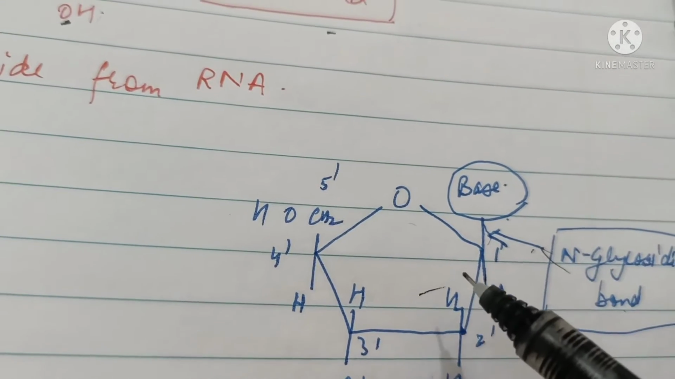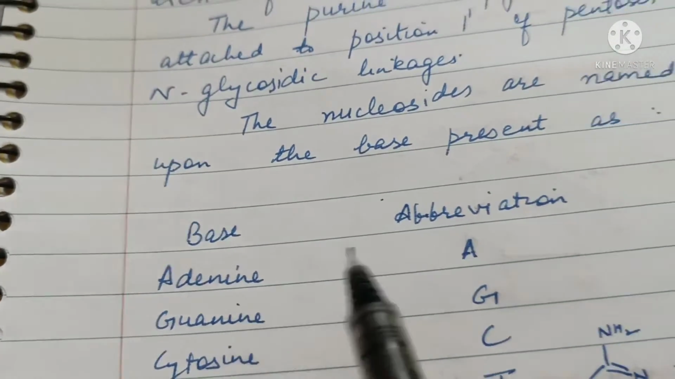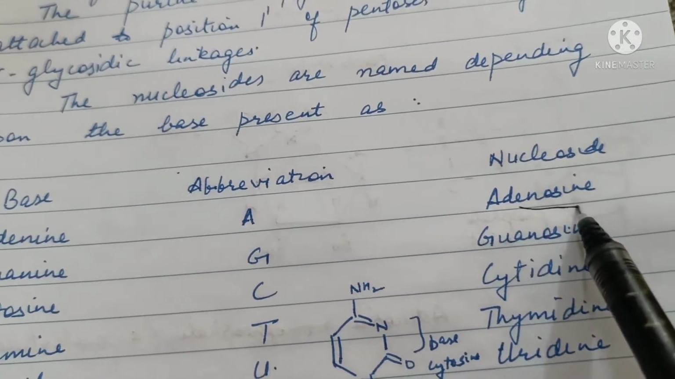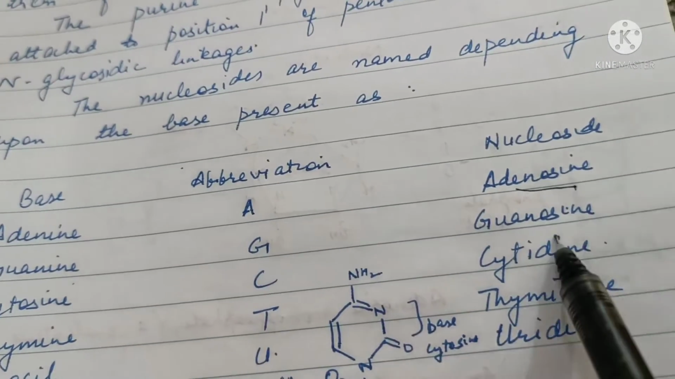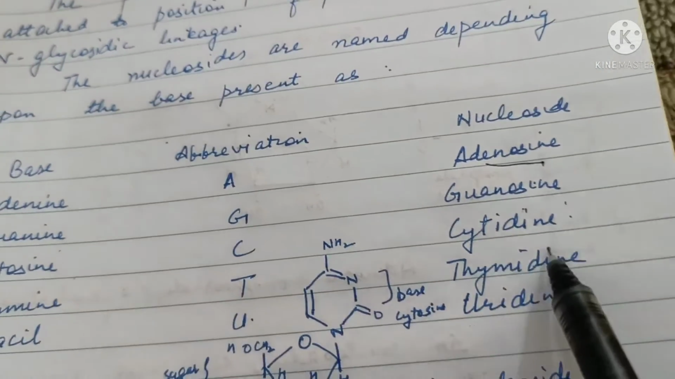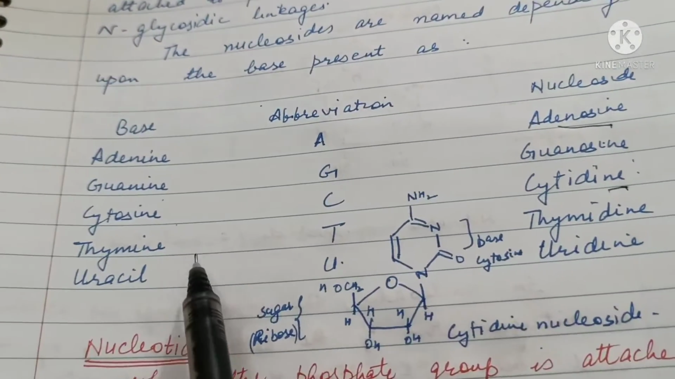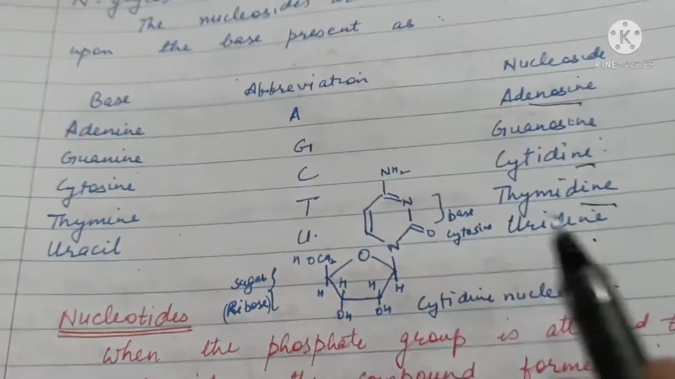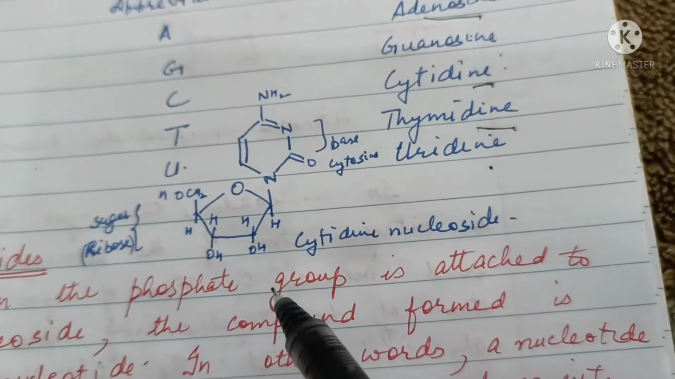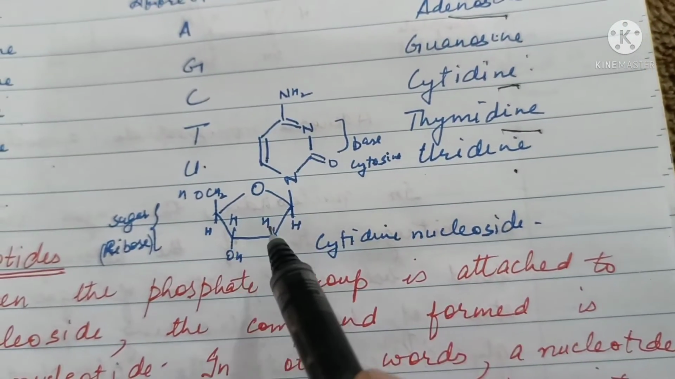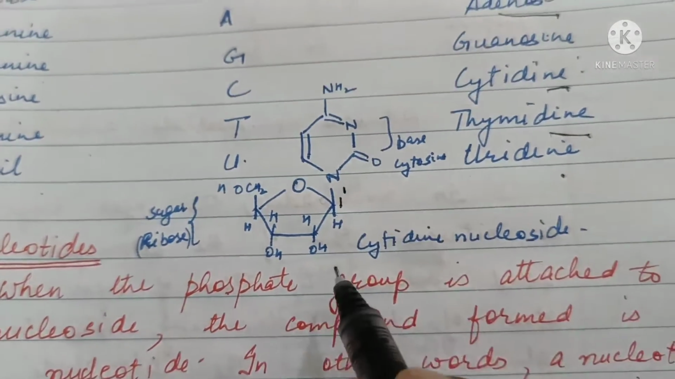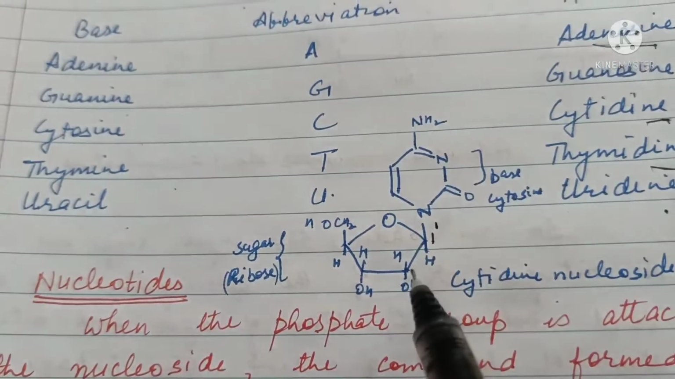The nucleosides are named depending upon the base present. If the base is adenine, when it combines with sugar, the nucleoside that is formed will be called adenosine. Guanine plus sugar will form guanosine. Cytosine plus sugar will form cytidine nucleoside. Thymine plus sugar will form thymidine. And uracil plus sugar will form uridine. For example, here we have cytosine plus sugar combined through the first carbon. This is 1 dash. So this will now be called cytidine nucleoside.